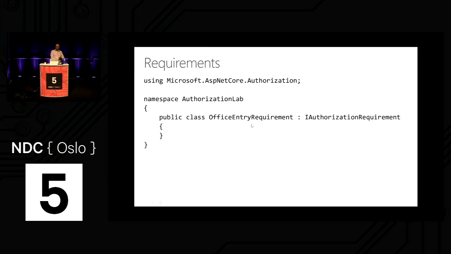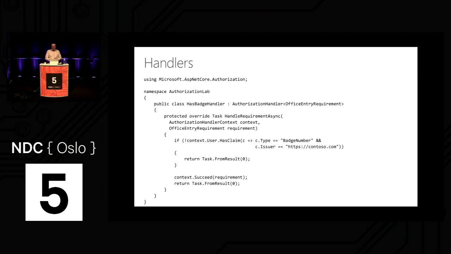So, requirements are quite simple. You basically implement an authorization requirement. Nothing more. There are no methods to implement. There are no properties to implement. You don't have to do anything. I have a parameterized version in my sample, which is nice because it's lazy. I don't have to have multiple requirements. And then you write a handler for your authorization requirement. It has a single method, which is handle requirement. And you just do what you want in it. If the current user has passed your requirement, you call context.succeed. And that's it. That's all you have to do.